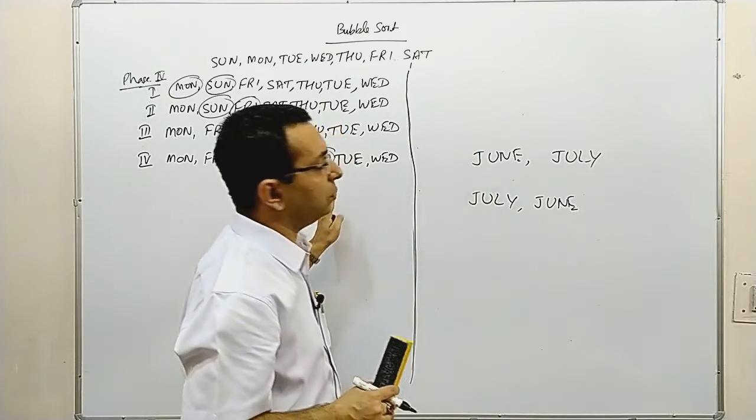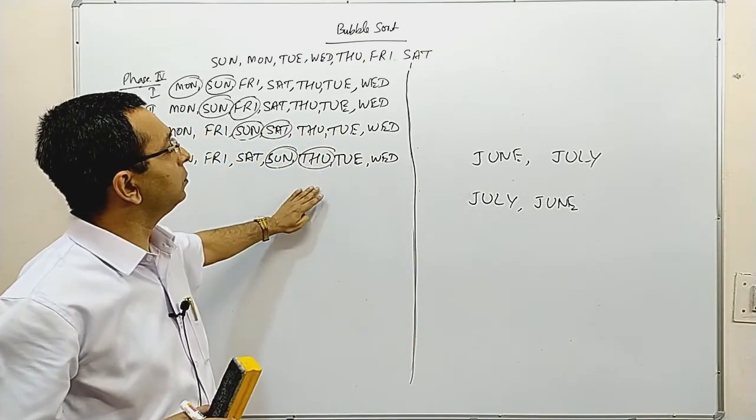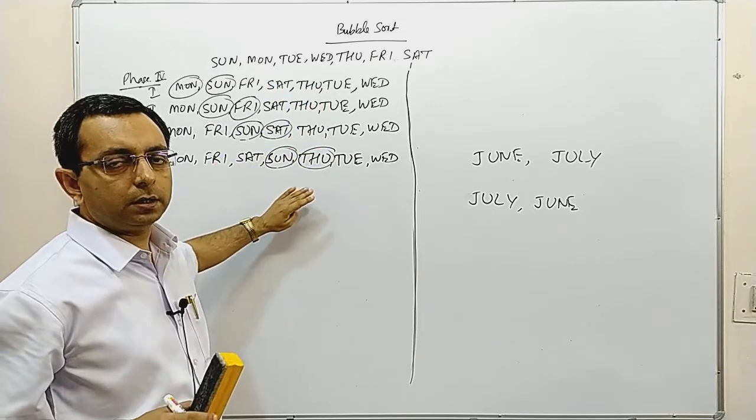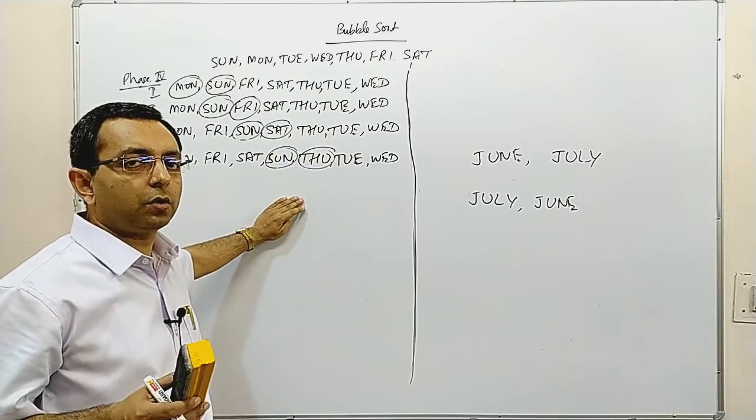So I hope this video is now clear to you, the topic is clear to you, like if weekday names are given to you, how to sort them with bubble sort.